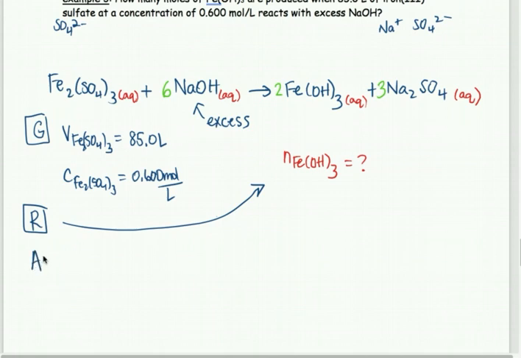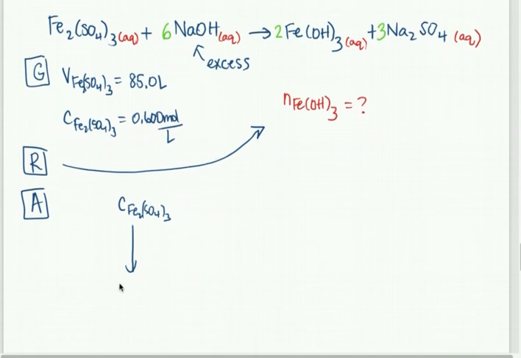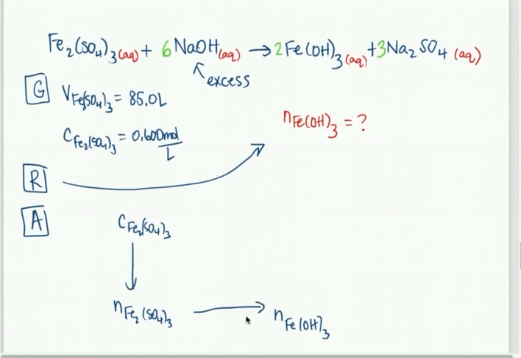Okay, so our plan here is, again, we are going from this one here. So we are going to start with our concentration of iron 3 sulfate, and we're going to get to the amount of iron 3 sulfate. All right, then once we know the amount, we can find the amount of iron 3 hydroxide. And that's as far as this question wants us to go. We don't need to go and find the volume or the concentration or anything like that.